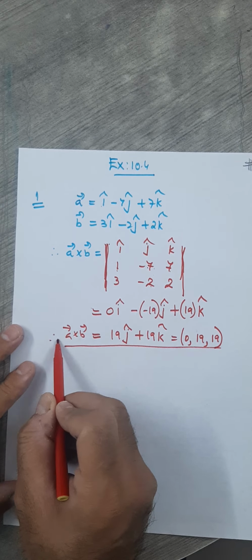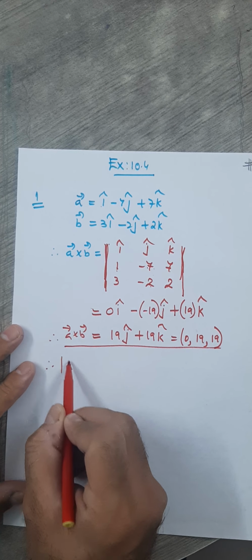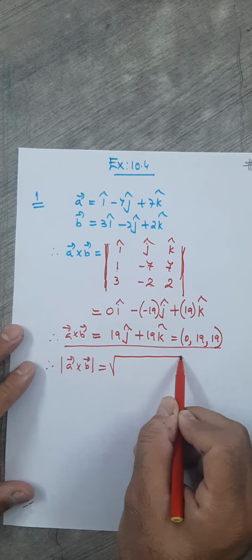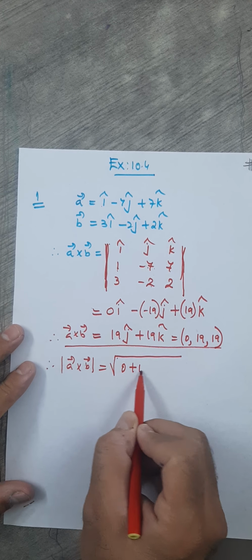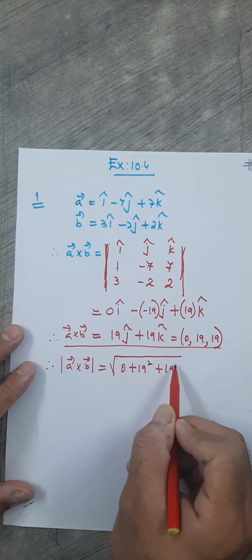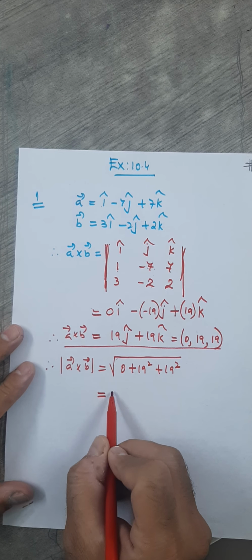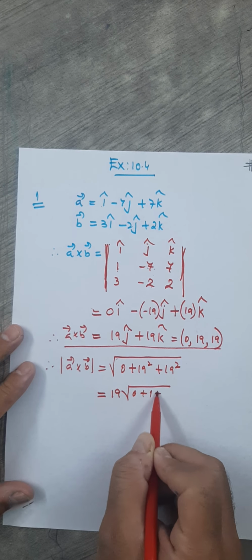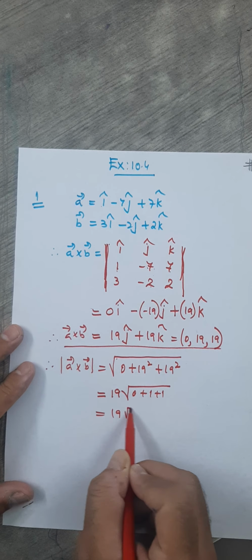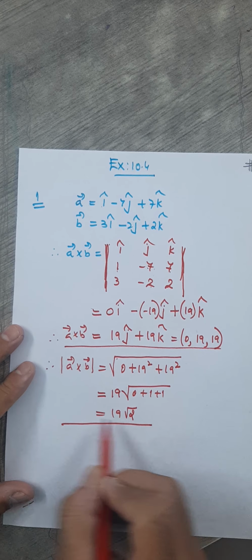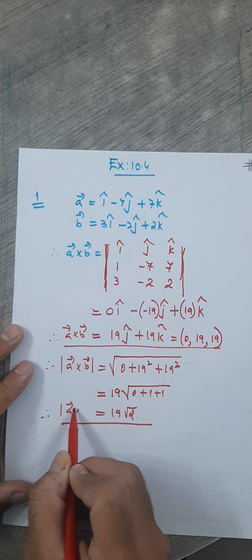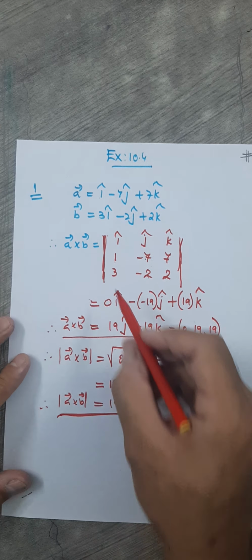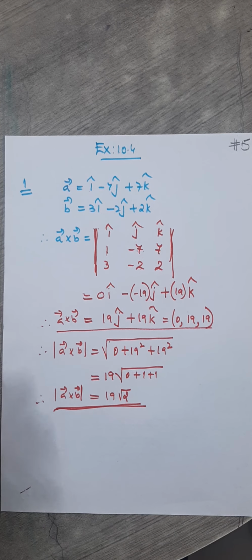But we want the magnitude. So the magnitude of this equals the square root of 0 squared, which is 0, plus 19 squared plus 19 squared. You can take 19 squared outside, it will come out as 19. This is 0 plus 1 plus 1. So you have finally 19 root 2. That's the required magnitude. So it's so simple. Cross product is not difficult for us, remember. It's just based on determinants only.